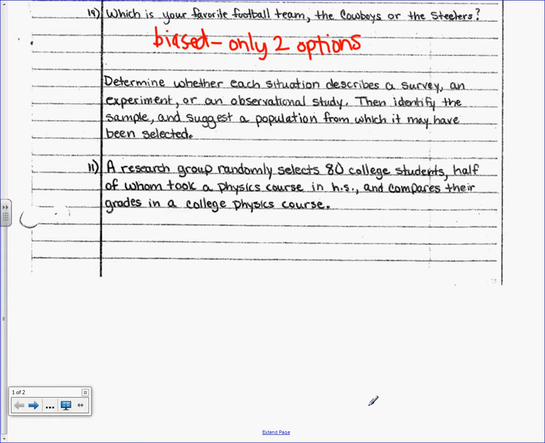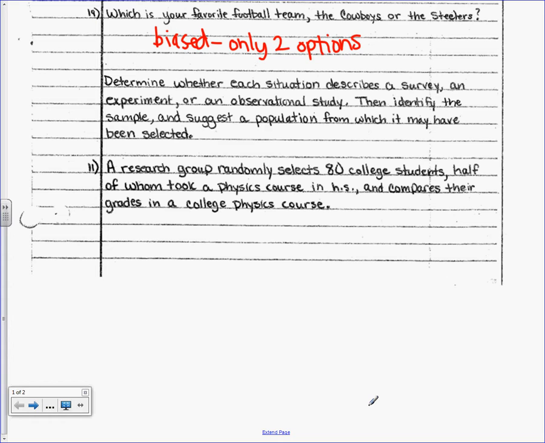So sorry. Okay. Determine whether each situation describes a survey, an experiment, or an observational study. Then identify the sample and suggest a population from which it may have been selected. So first things first, is it a survey, an experiment, or an observational study? It's pretty easy to process of elimination at least one option, and then it's usually down to 2, and we kind of have to figure it out.